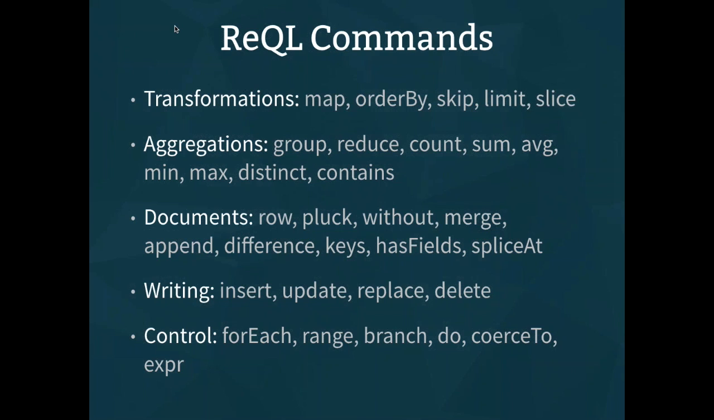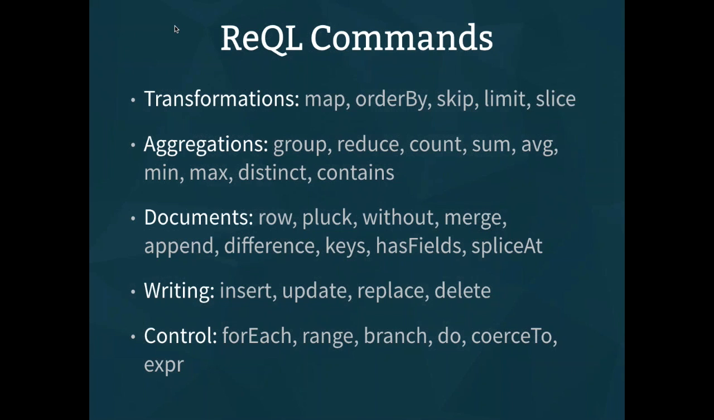So the general categories of ReQL commands, we have transformations. You can map, you can order, you can skip. And we have aggregations where you can combine things by group. You can count the number of documents that match some parameter. You can perform averaging or whatever. Then we have document manipulation. You can pull out a specific field. You can iterate over keys. You can look at the fields that are in one document but not another. And then, okay, our basic CRUD commands: insert, update, replace, and delete.